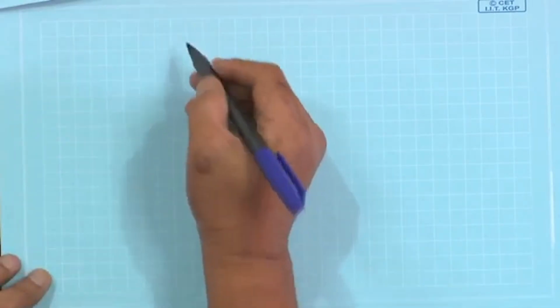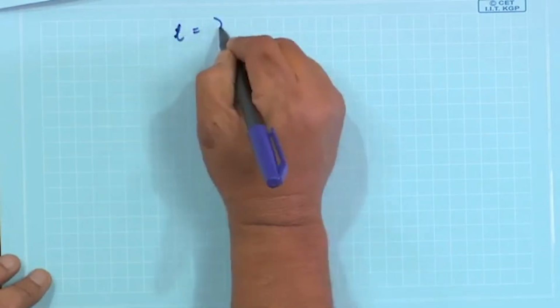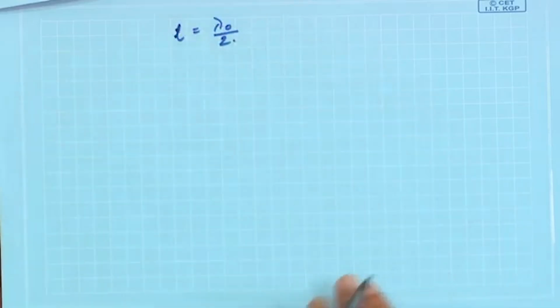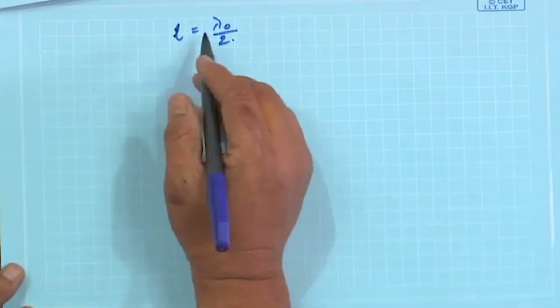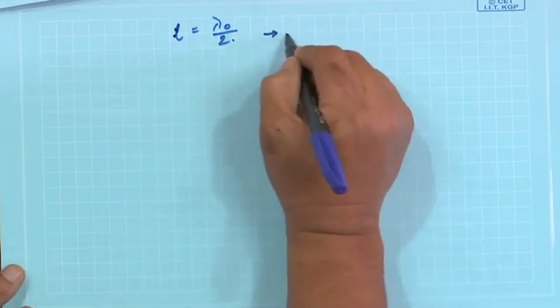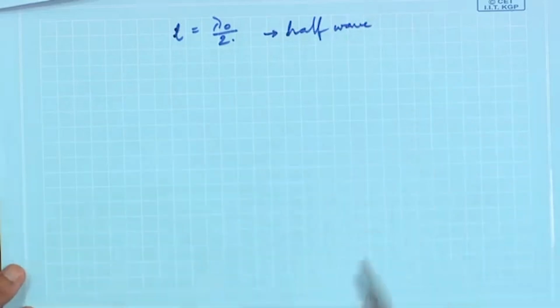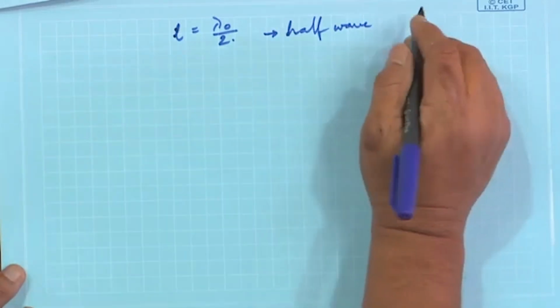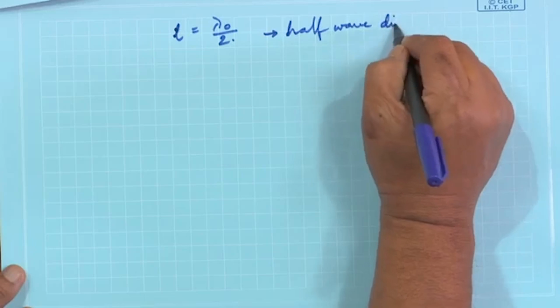Now, for a dipole, the length you can choose. A popular choice of length is L equal to lambda naught by 2, where lambda naught is the wavelength of the operating frequency. If we choose that, then it is called a half wave dipole. So, the upper pole is lambda naught by 4, the lower pole is lambda naught by 4, and the total length of the antenna dipole is half wave. So, it is called a half wave dipole.